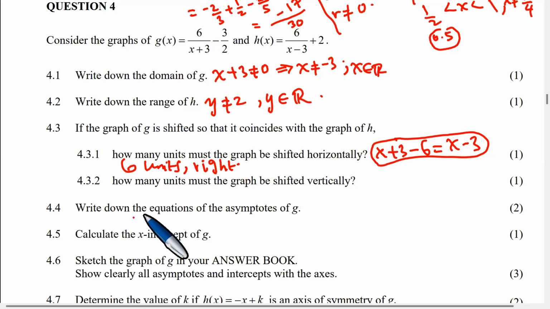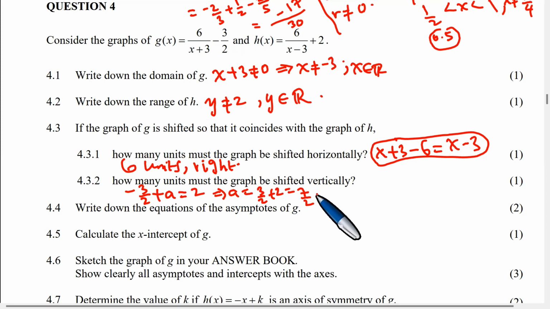There are many ways to do that. You can say, okay, it's minus 3 over 2. You are adding a number and you want to get 2. This number you're adding is the number of units you must shift the graph. So this is 3 over 2 plus 2. What is 2 by 2? It's 4 plus 3, which is 7 over 2. 7 over 2 units, so it is 3.5 units.